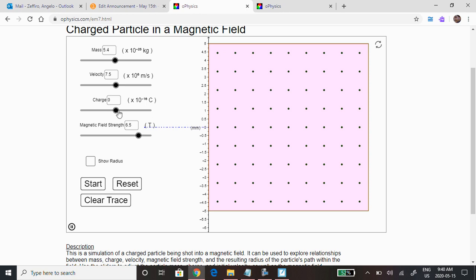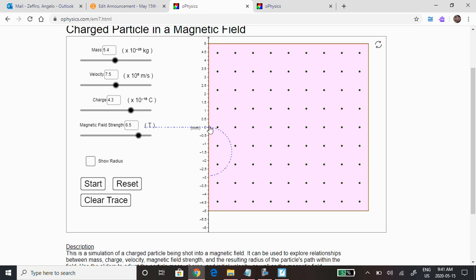All right, no charge on it. If there's no charge on it, there's no magnetic force on it. Remember, QVB. So that doesn't work. So let's put a charge on it. I don't know, something right about there. And let's clear the trace there, and let's shoot it into the magnetic field. Boom. There you have it.